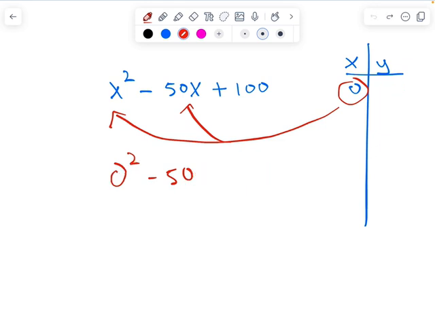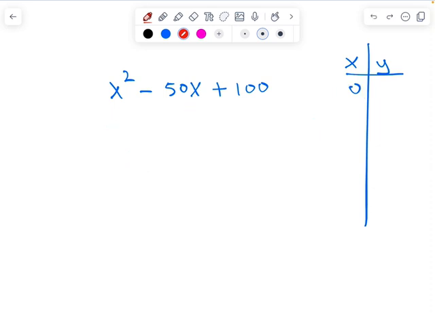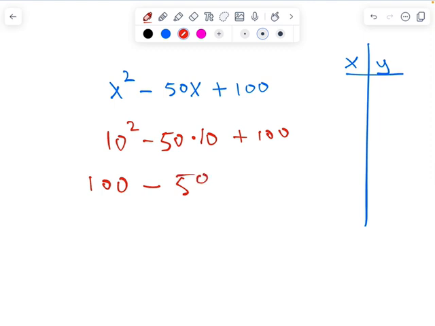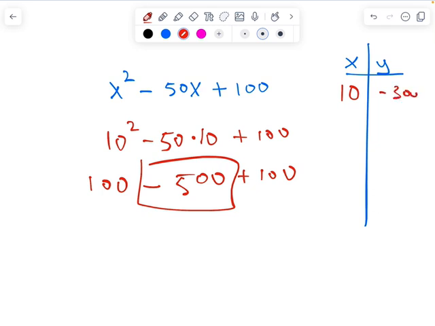Okay, what if I have the x value as 10? If the x value is 10, then that becomes 10 squared minus 50 times 10 plus 100. Well, in this case, I got 100 minus 500 plus 100. This term is really dragging the whole thing down, making it super negative. So when x is 10, that whole thing is going to be negative 300. This one is doing most of the work.